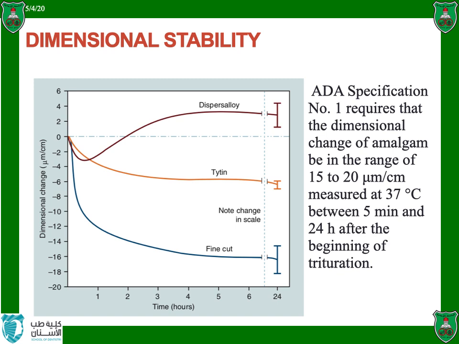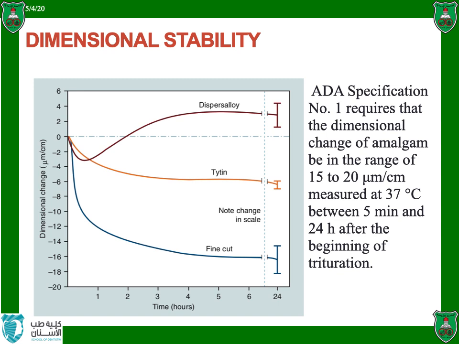So on this graph, you can see that dispersed alloy has some expansion, while Titan material has contraction. Also, the fine cut material has contraction. Now, the dispersed alloy is a high copper admixed alloy. The Titan is a high copper single composition alloy, and the last one, the fine cut, is a lathe cut lower copper amalgam.